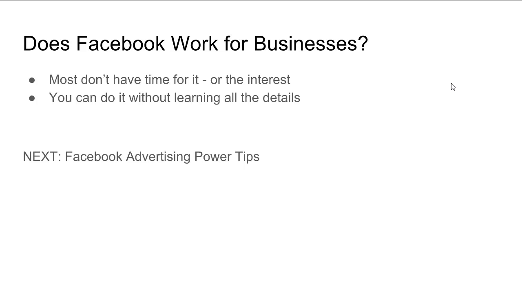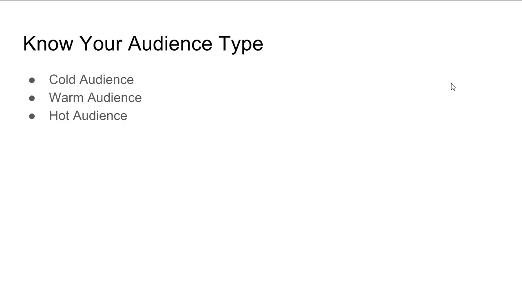Next, I'm just going to talk about some power tips for Facebook advertising. Know your audience type when you're running a Facebook ad. Just be aware that there are different types of people out there in relation to your business. A cold audience doesn't really know about your business or knows very, very little about it. A warm audience probably has heard about your business but hasn't bought anything. And then a hot audience would be people who have bought from you, or people who are very close to buying from you, or have bought a smaller product and not your main products, or something like that.